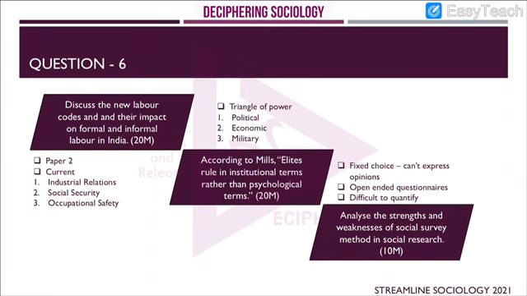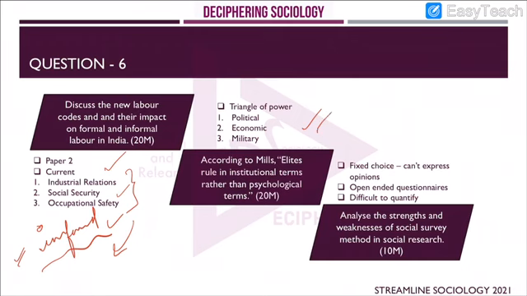Question 6. It was a current affairs based question on the new labor codes and their impact on formal and informal labor. These new labor codes were on industrial relations, social security and occupational safety. So here if you are writing, then you should stress more on the informal part, because these laws will affect the informal economy, informal organization more than the formal organization of work.